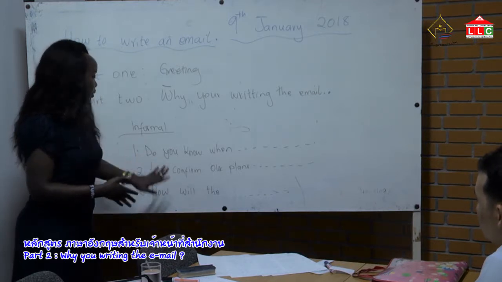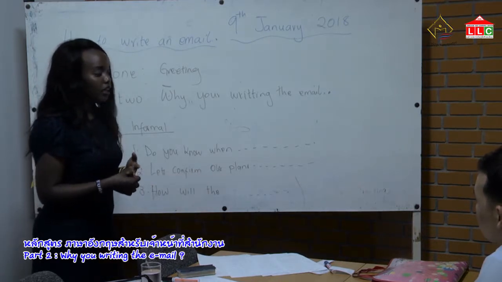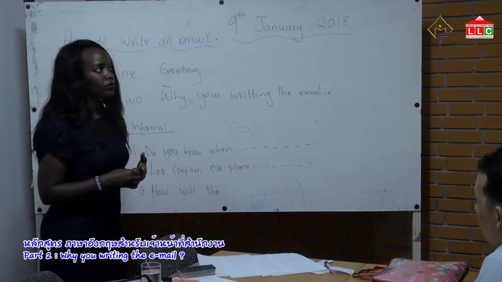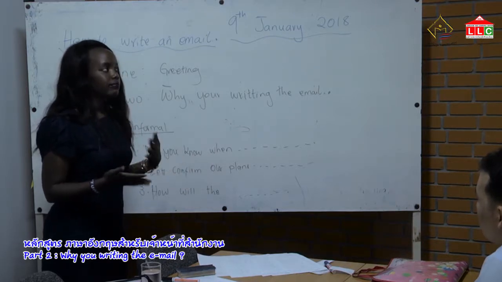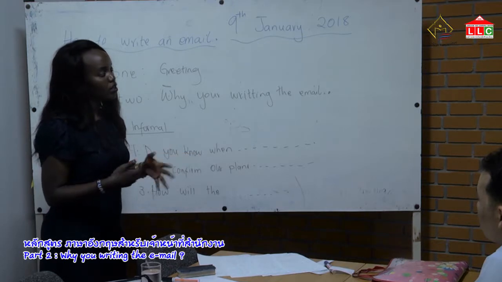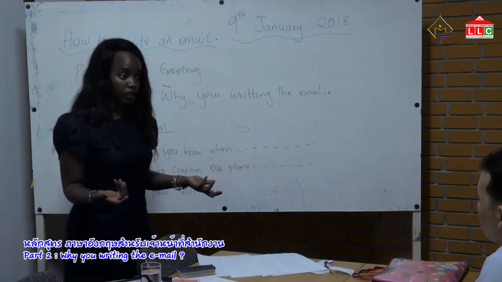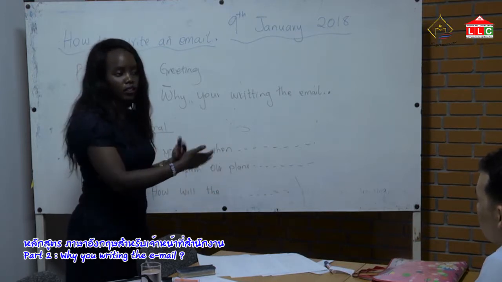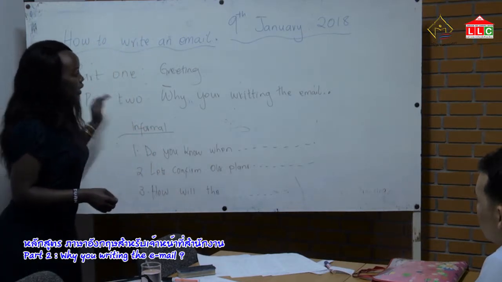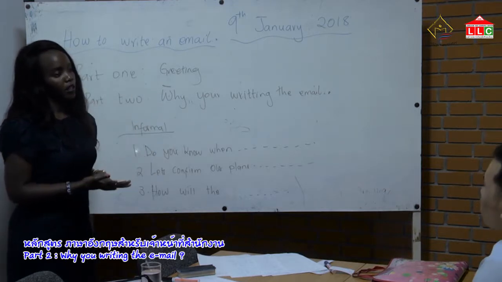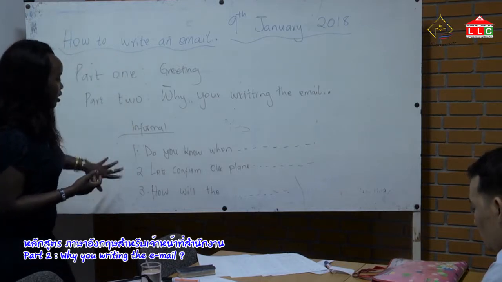Okay? "How will" is when you're asking a question regarding something. Example: how will the new motorbike help us to go to Chiang Mai? Or how will we get to this place and this place? So this is another way to start a conversation in an email on the second paragraph. Okay? Part 2, just after the greetings, just how you start.